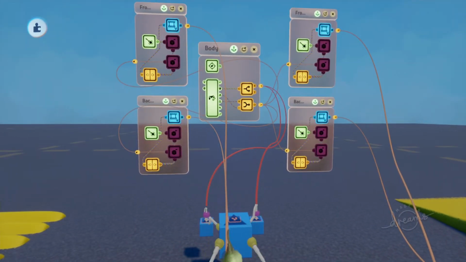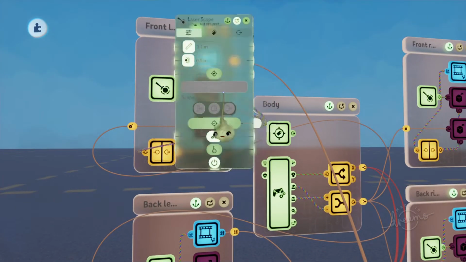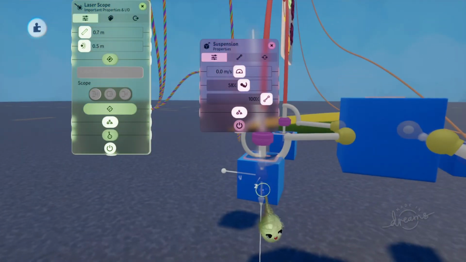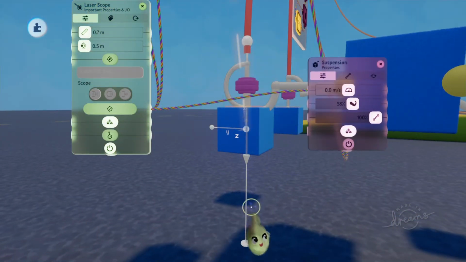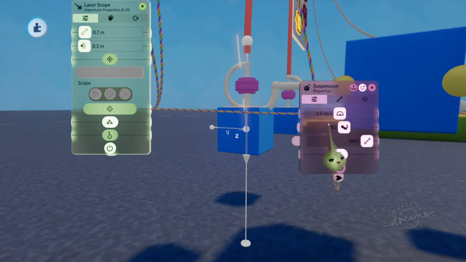On each one of these wheel hubs is some pretty basic logic. We have a laser scope connected to a mover, and this is your suspension. Laser scope's looking down. Your fall off is how much play or the limits of the suspension, and that's going to be connected to the forward speed.